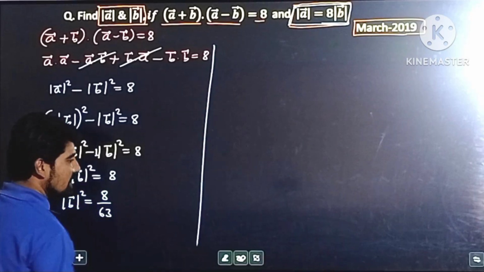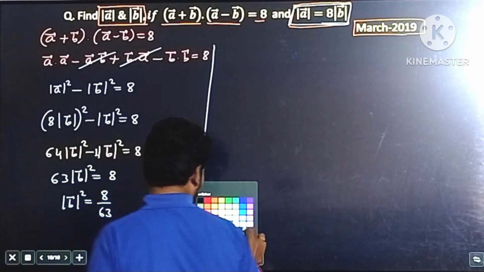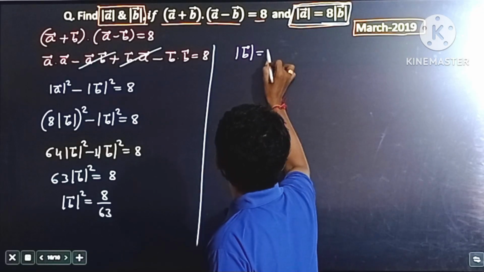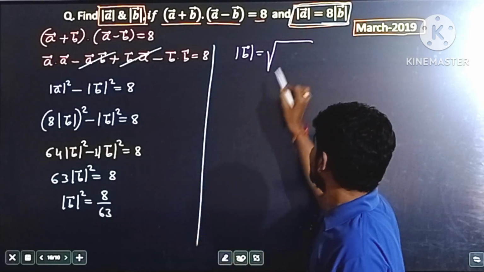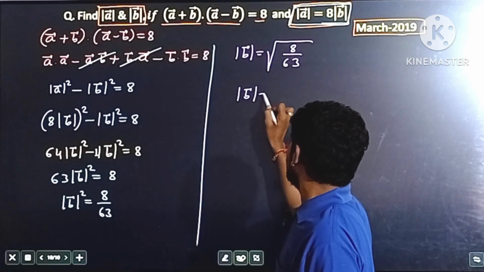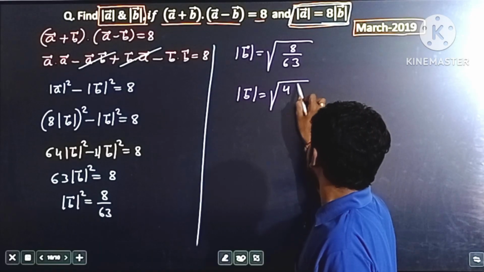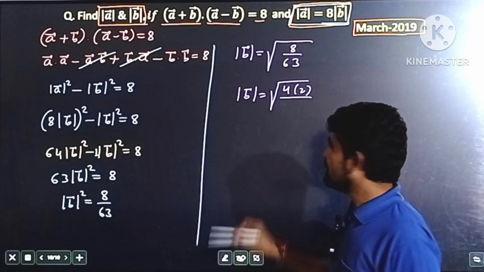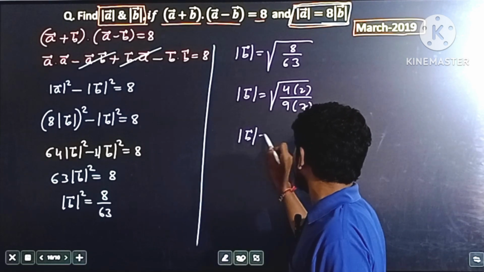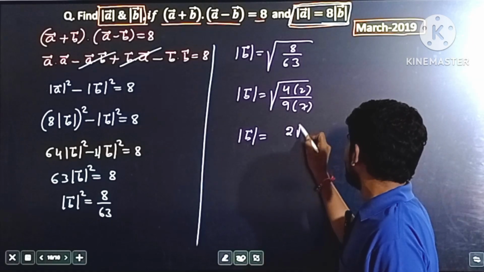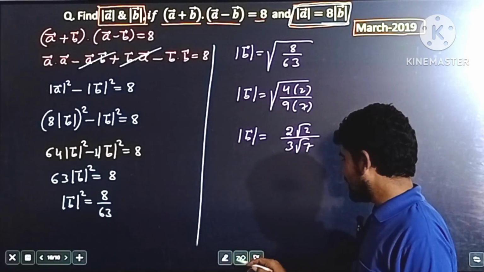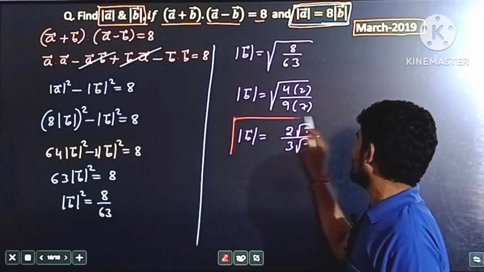Now see here, by this equation, magnitude of b vector is equal to square root of 8 divided by 63. This can be expressed as magnitude of b vector is equal to square root of 8 can be written as 4 into 2, divided by 63 can be expressed as 9 into 7. Hence magnitude of b vector is equal to, we know that square root of 4 is 2, into root 2, divided by square root of 9 is 3, into root 7. So finally we got magnitude of b vector.